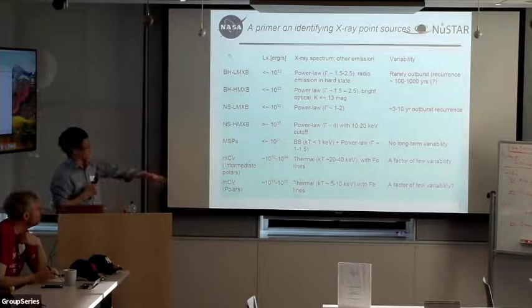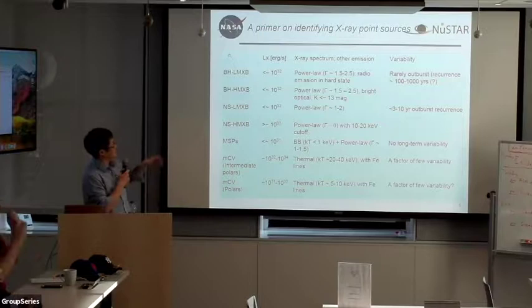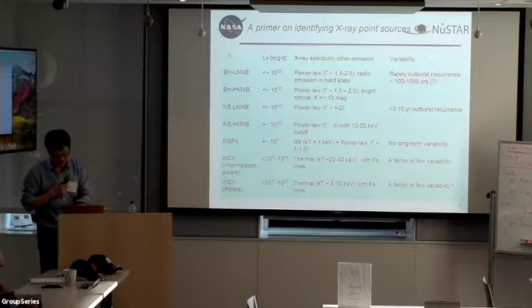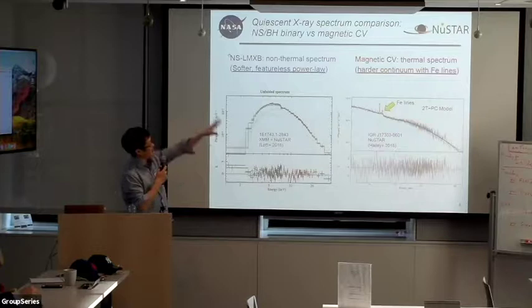And there are various ways of distinguishing between these, for example, using luminosity, spectral shapes, or variability. I'm going to go into more details later on. Especially, there are many magnetic CVs against some LMXBs. So how do you know which one is which?